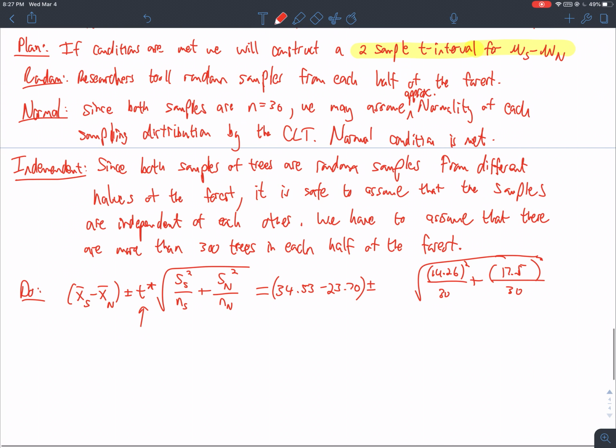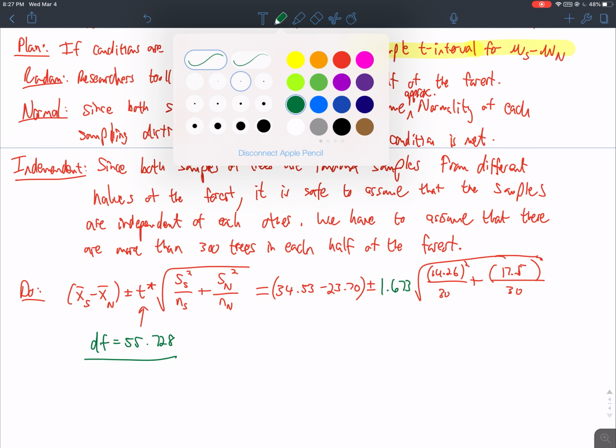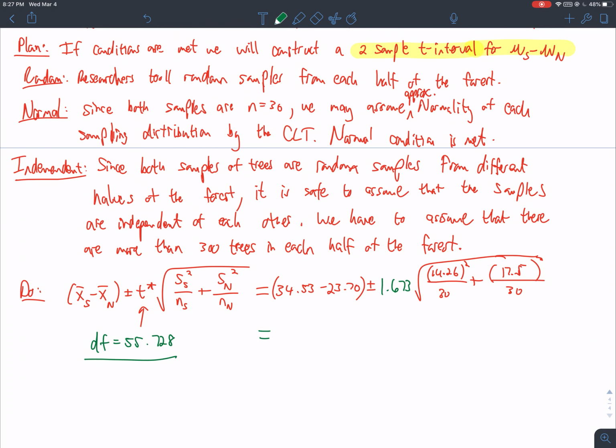So then I would come back here and say, let me just do a different color too. 1.673. That's my t star value, because I use the degrees of freedom of 55.728, which comes from the calculator test. So you must be accurate in what you're reporting. Okay, so this is the one drawback of using the calculator and not punching everything into your calculator. But I still think it's better than trying to come up with a confidence interval by directly punching all these numbers into your calculator. If you want to do that, then just do T star with 29 degrees of freedom, and then just change this T star to that one.